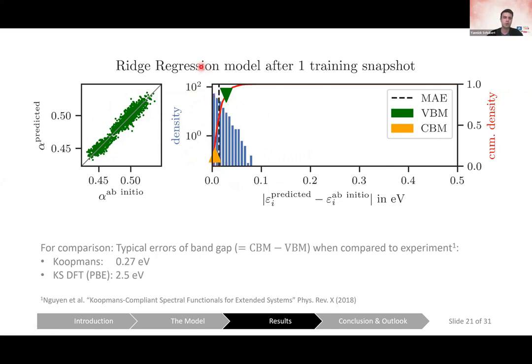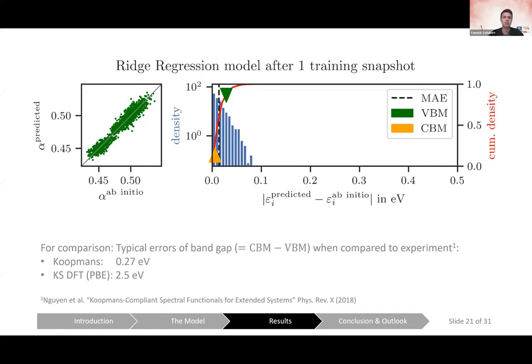I also want to draw attention to the fact that this is a logarithmic scale, so most of the orbitals have an error in this range. So I would say for most applications, this accuracy might already be enough to get accurate predictions for the orbital energies.